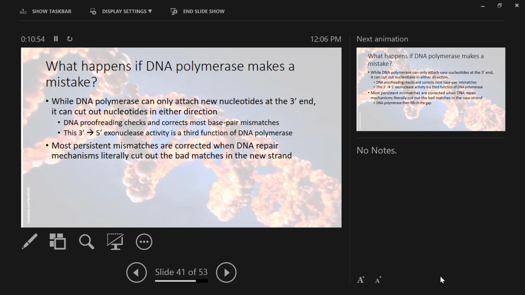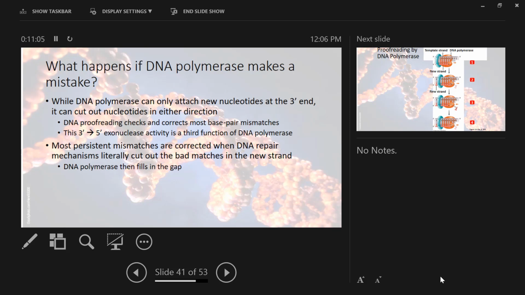And so you're dealing with probably 1 in 100,000 mistakes DNA polymerase makes actually persisting. Yeah, actually persisting. Why do they make mistakes in the first place? Because they're writing 1,000 bases a second. Okay. And so it's just by the sheer volume of replication, sometimes it doesn't catch the mistakes.